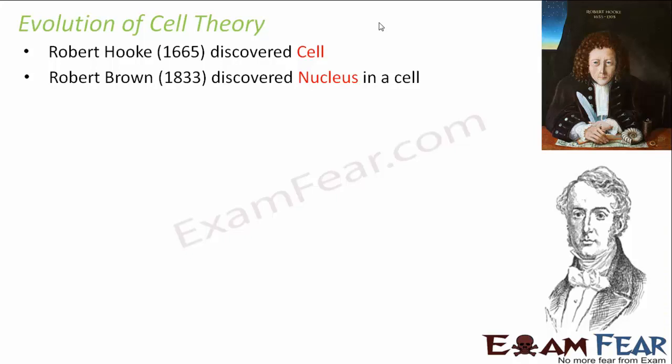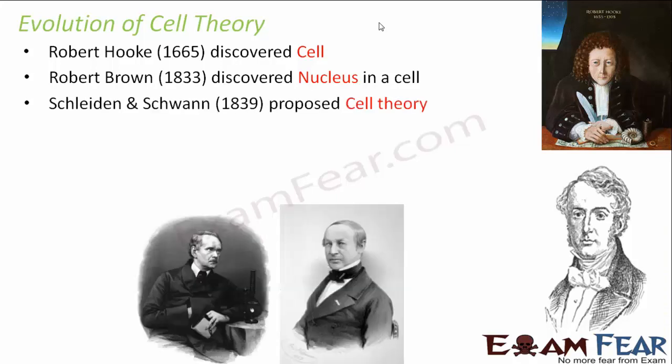Robert Hooke told that, okay, cells are there, but the detailed knowledge of cells came after a long time. Scientists took quite a long time to understand the structure, the composition, the different parts of a cell. So in 1883, Robert Brown told that inside the cell there exists a nucleus. And somewhere around 1839, a pair of scientists, Schleiden and Schwann, proposed the cell theory. These two scientists together gave a cell theory. What actually the cell theory told, we will study here.